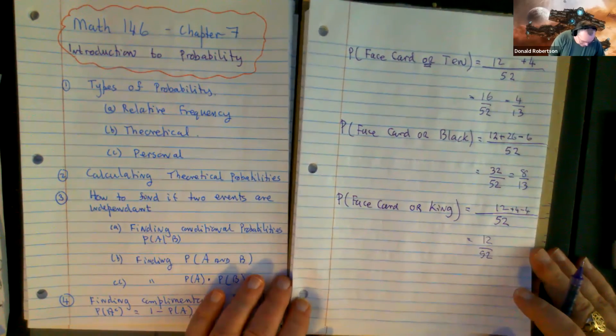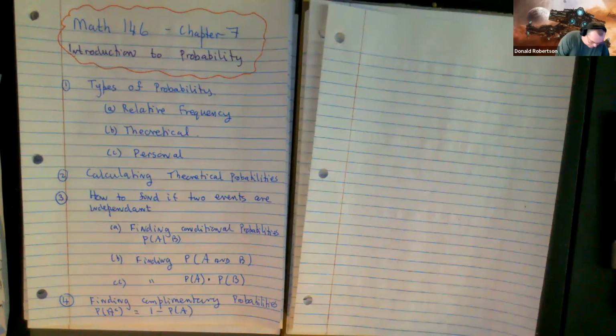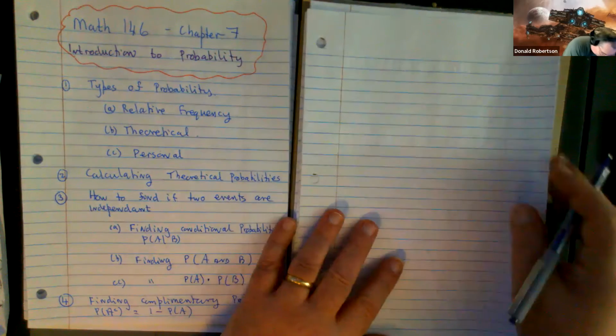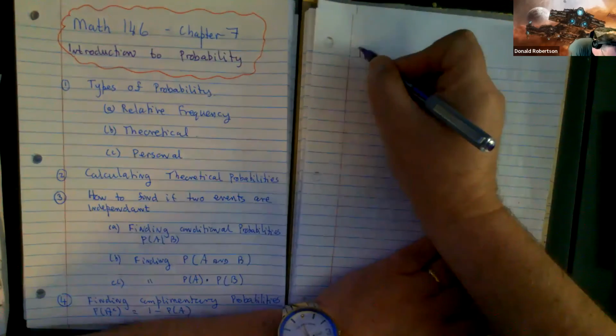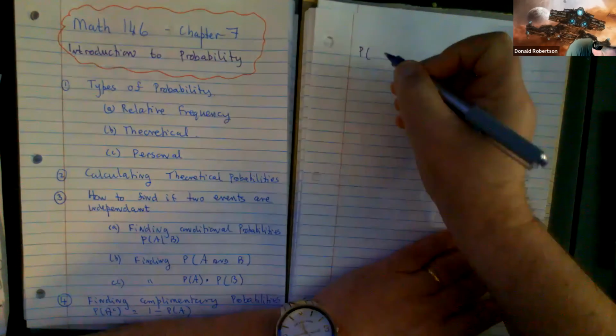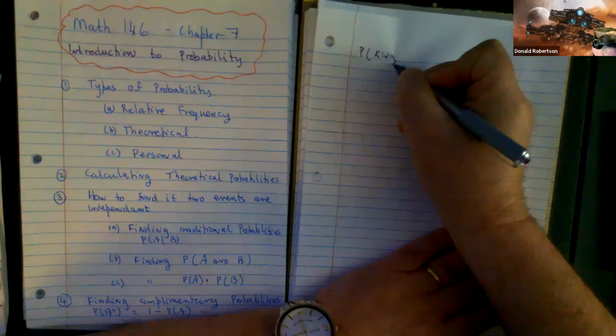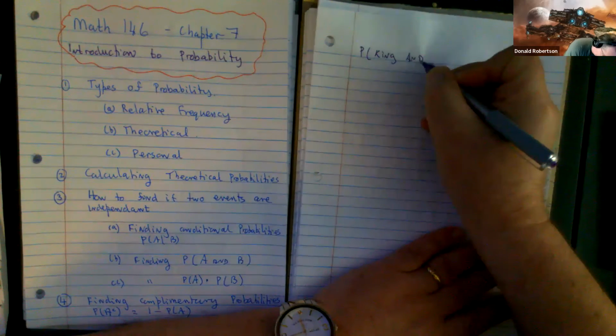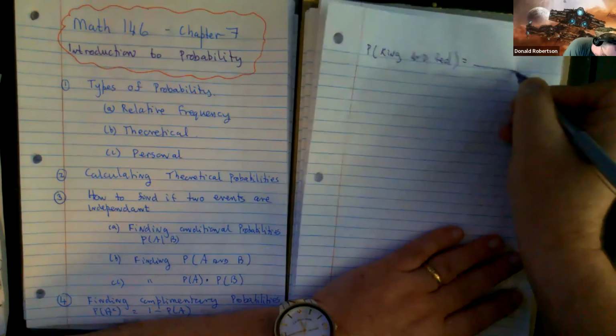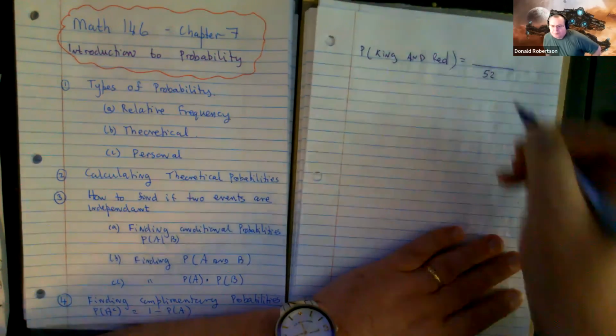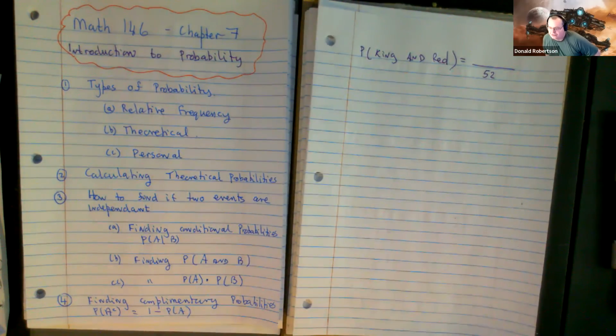Let's do some ands then. I'll start off with a nice one. So, how many kings are both red and kings? Which is just another way of saying red kings. How many red kings are there? 2.